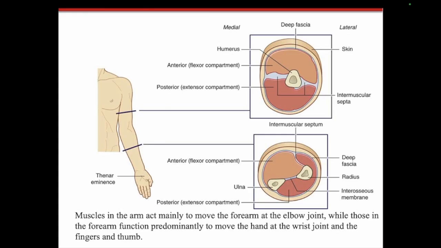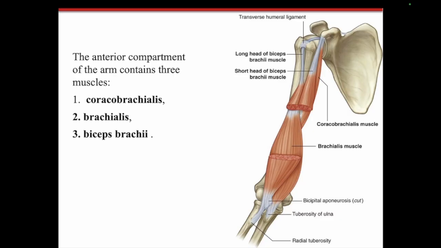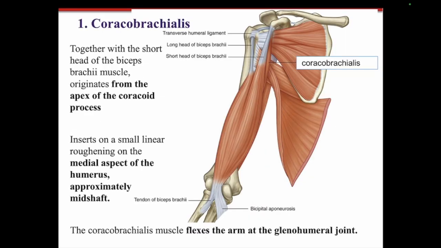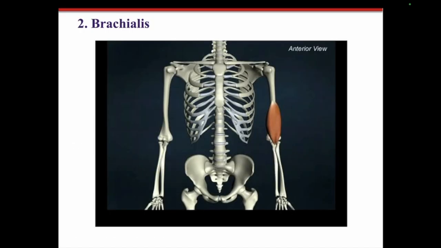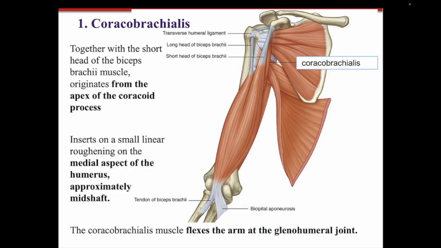In the arm, you have the anterior and posterior components. The anterior component has three muscles: the coracobrachialis, the brachialis, and the biceps brachii. The coracobrachialis comes from the coracoid process and goes all the way to the medial aspect of the humerus. And because it crosses, this picture doesn't show much, so we have to kind of infer.